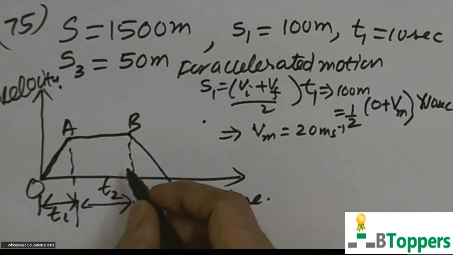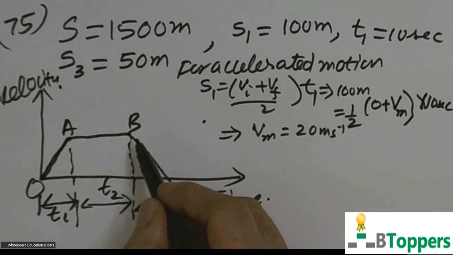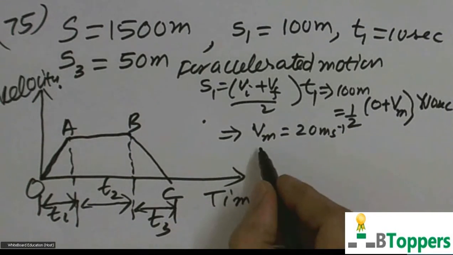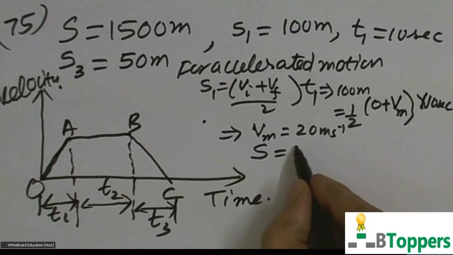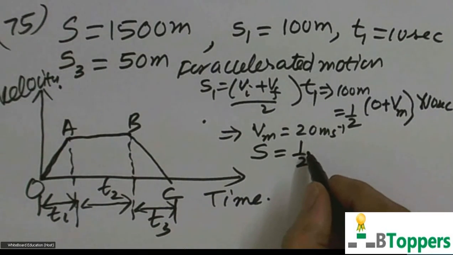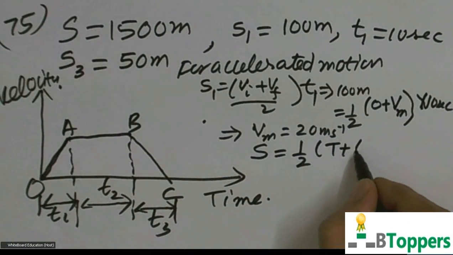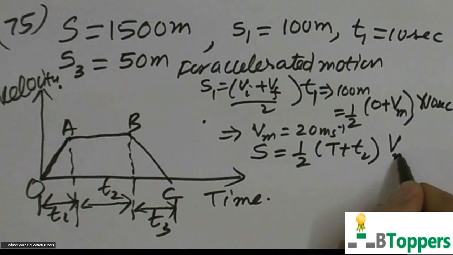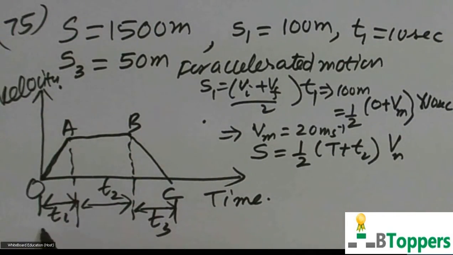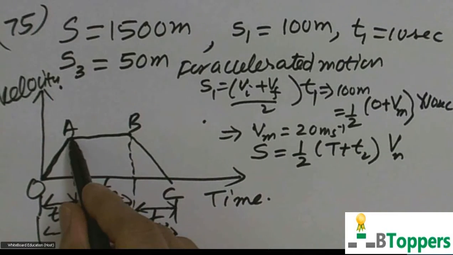Then repeat the procedure of the previous problem. Area of the trapezium OABC gives the total displacement covered, which can be written as half into sum of the parallel sides into perpendicular distance between the parallel sides. One of the parallel sides was equal to the total time of motion, denoted by capital T.